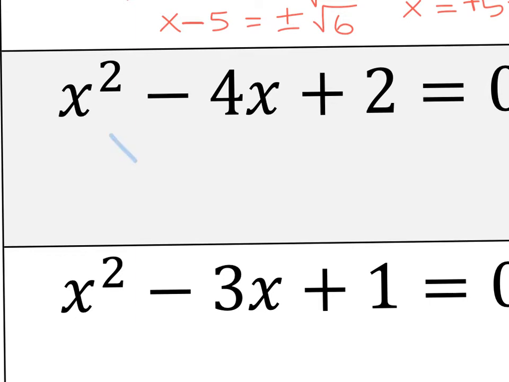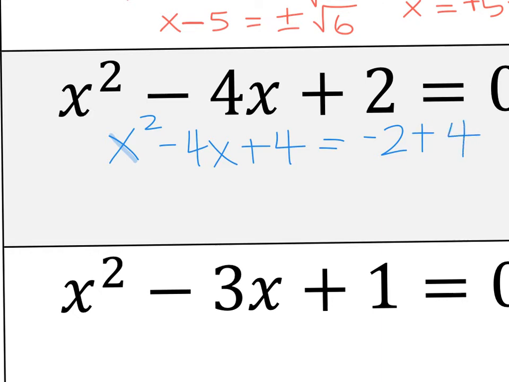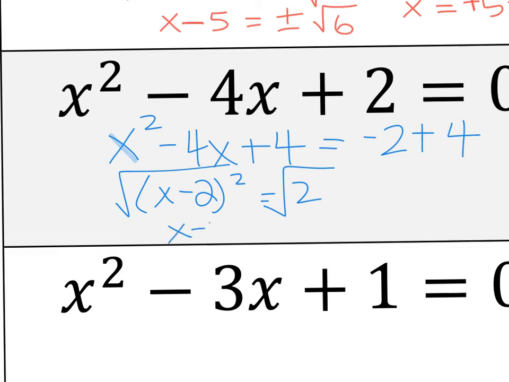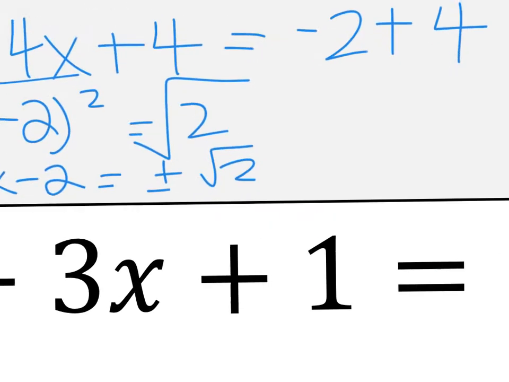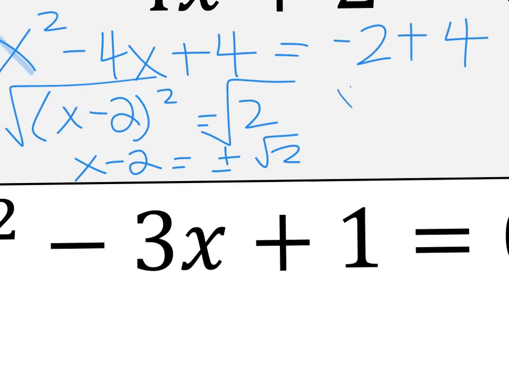So this is going to say x squared minus 4x plus 4 equals negative 2 plus 4. I moved the 2 to the other side. So if I factor the left, it's (x minus 2) two times equals 2. And then I square root both sides. I get x minus 2 equals plus or minus the square root of 2. And I just move the 2 over, so it's x equals 2 plus or minus the square root of 2.